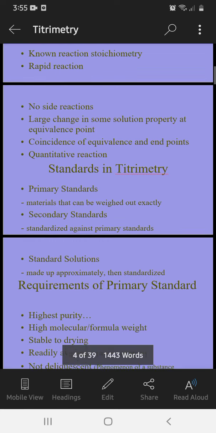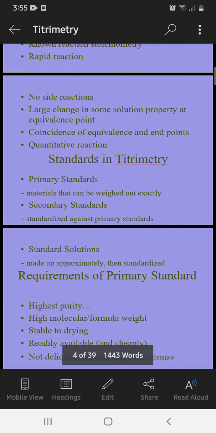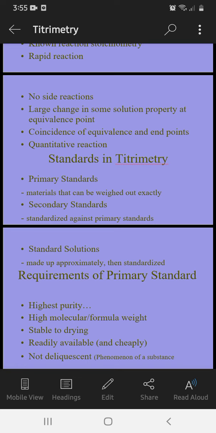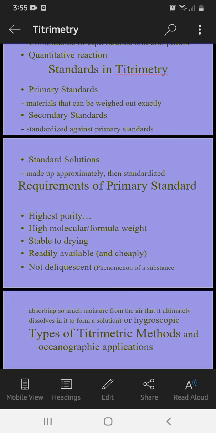Standards in titrimetry. Primary standards are materials that can be weighed out exactly. Secondary standards are standardized against primary standards. Standard solutions are made up approximately and then standardized.